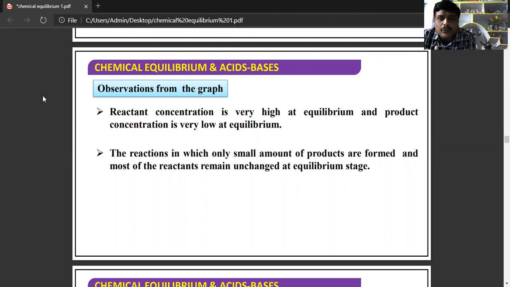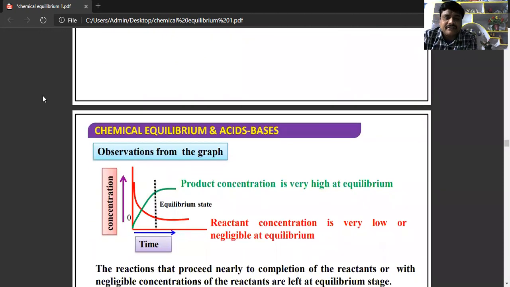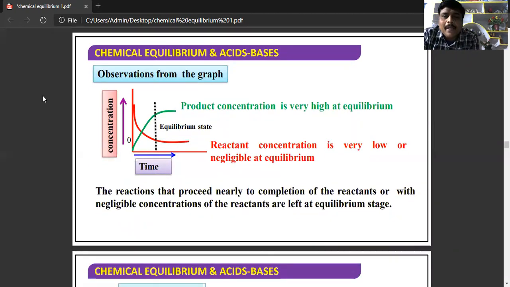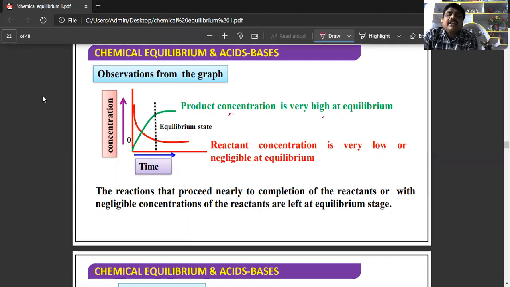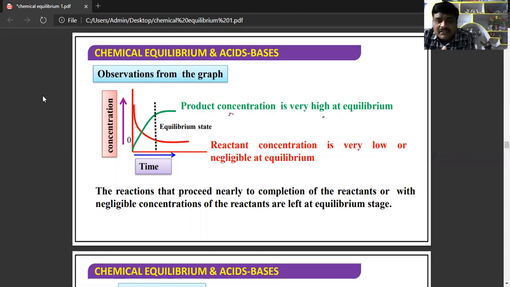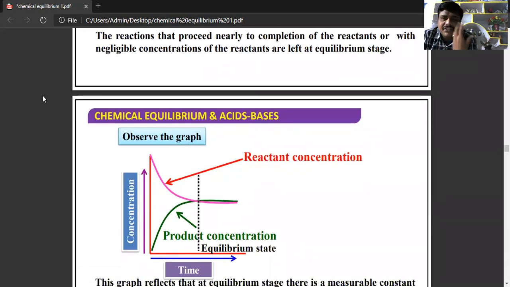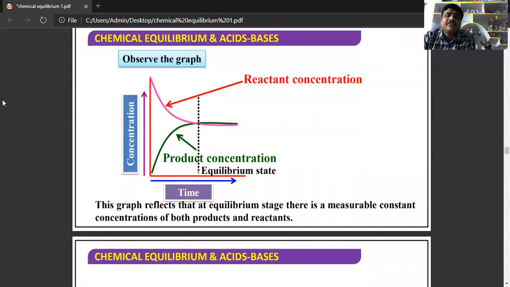These are the reactions in which only a small amount of products is formed and most of the reactants remain unchanged at the equilibrium stage. In the other case, the reactant concentration is very low or negligible at equilibrium and the product concentration is very high. These are reactions that proceed nearly to completion, with negligible concentration of reactants left at the equilibrium state. The reactant concentration is very low and the product concentration is very high.